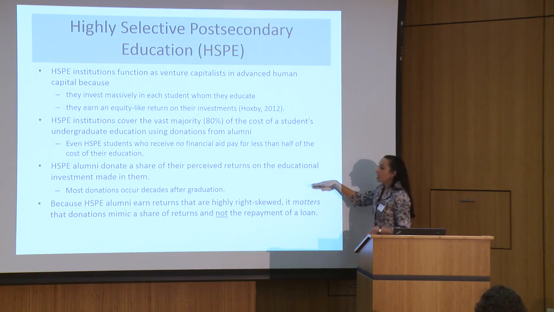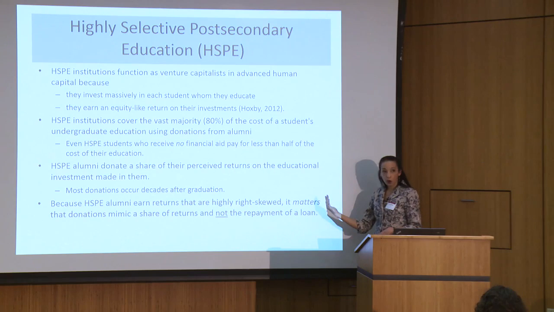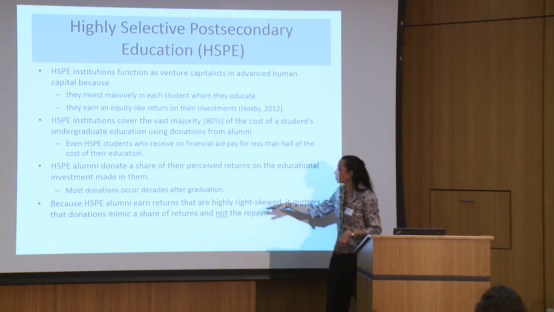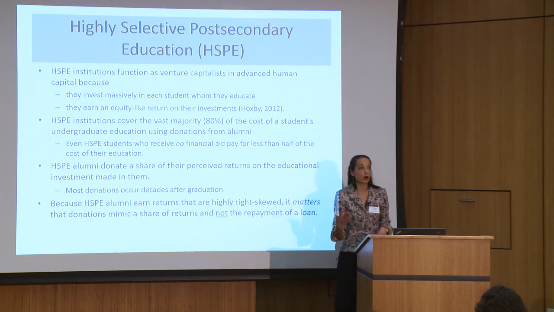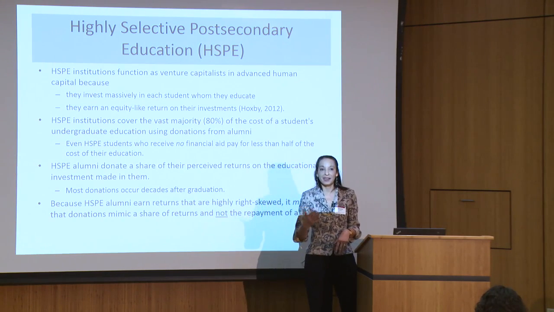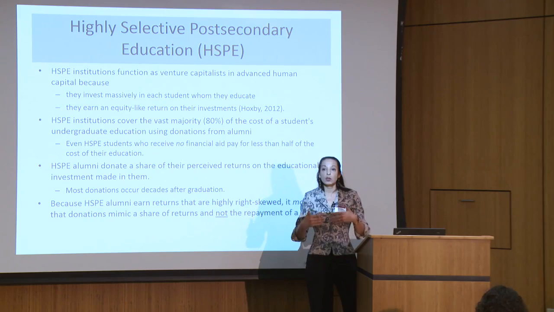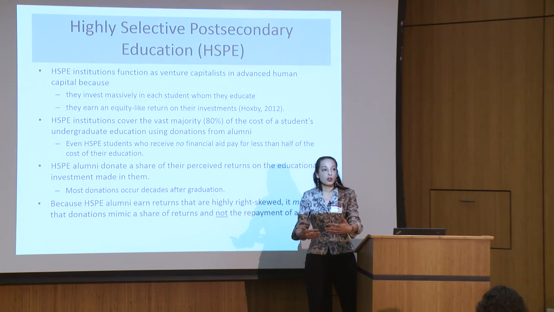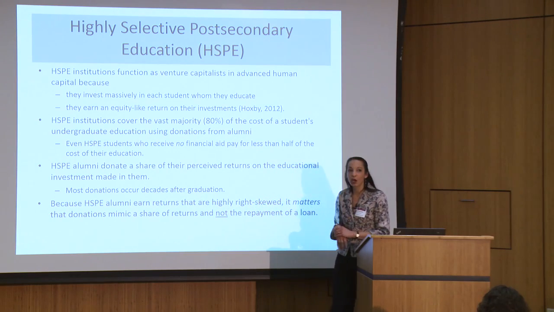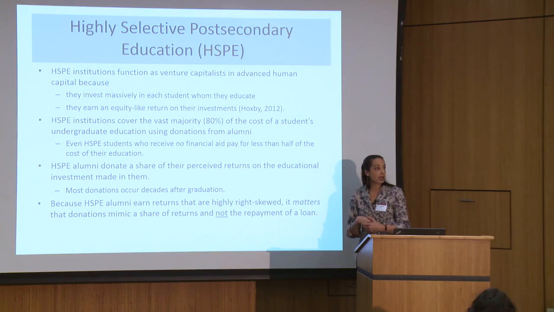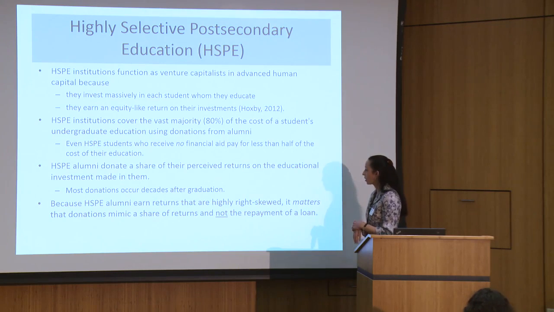What we see is that they donate a share of what they perceive to be their returns from having gone to a certain undergraduate school, and most donations occur decades after graduation. In fact, the typical time when I like to say we go into the black on a class is about 35 years after they have graduated. So for the first 35 years, we have invested so much in our undergraduates that we are still in the red, and after about 35, 40 years, the class will catch up, and we'll start to be in the black. Okay, that's a way to think about what it is that we do.